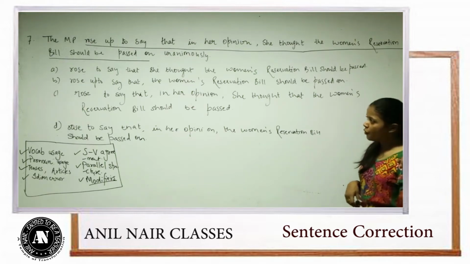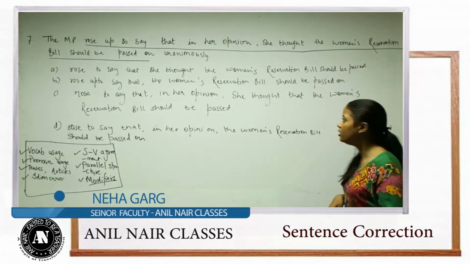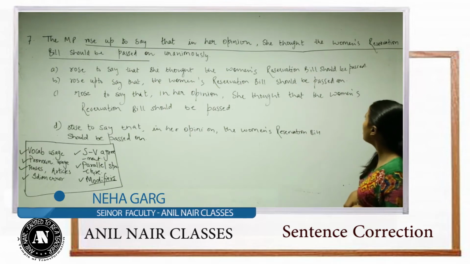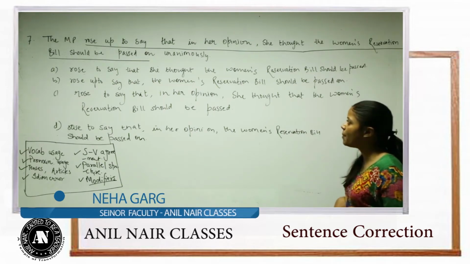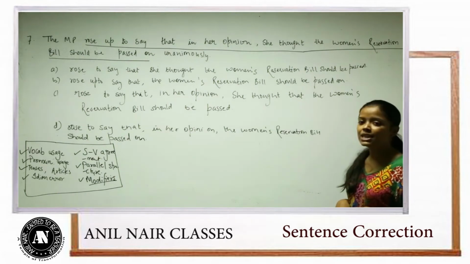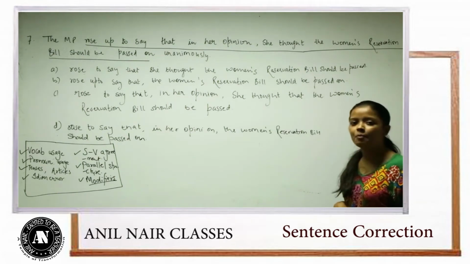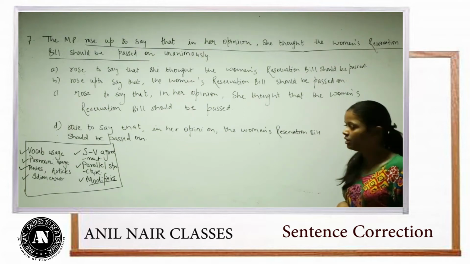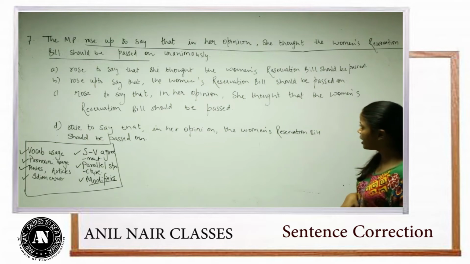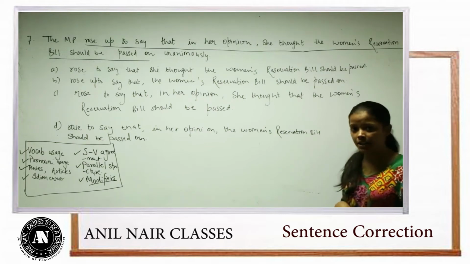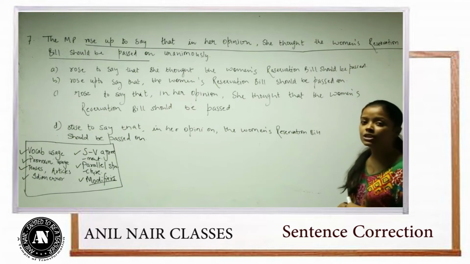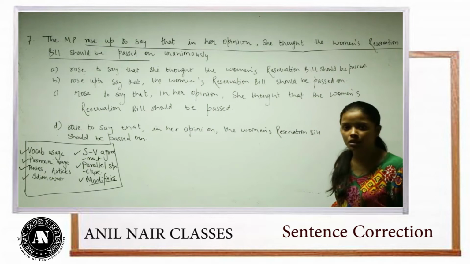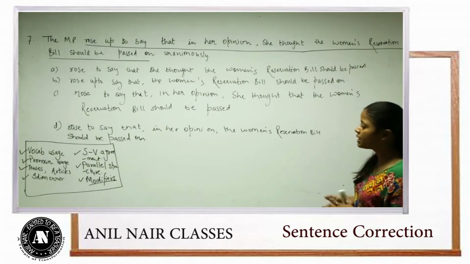So now look for if there is any subject verb agreement error. It says rose up to say that in her opinion she thought the women's reservation bill should be passed on unanimously. So now it is clear that all the verbs are given in past tense. So obviously there is no error regarding the tenses. Articles, I do not see any article in that. Yes, the. The is used appropriately because it talks about a specific bill. So the is correct.